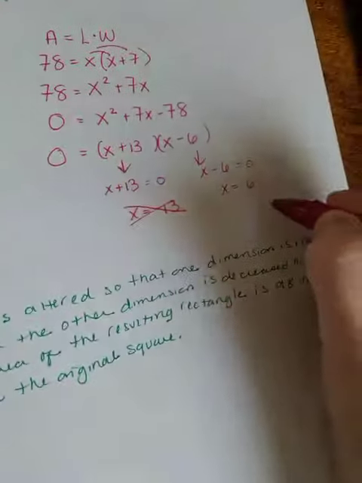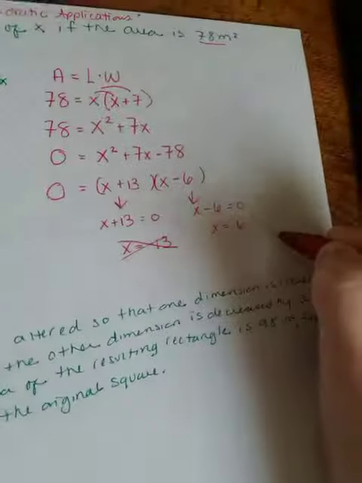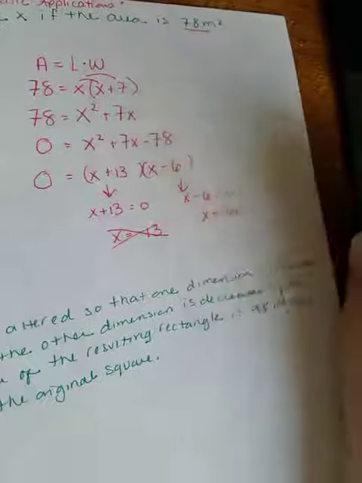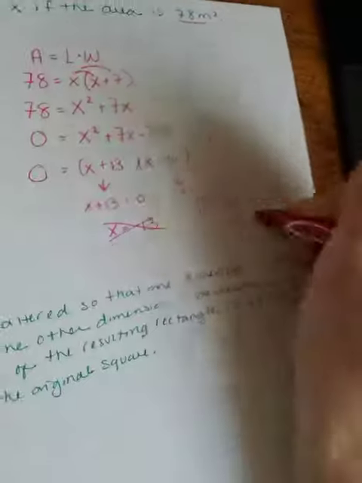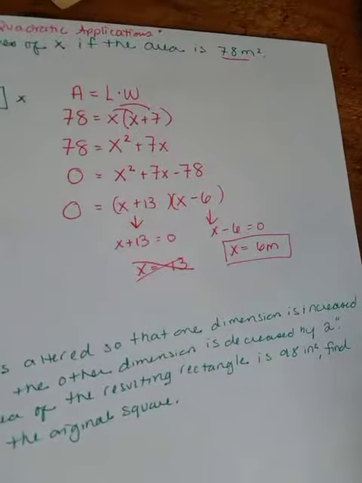So it asked for the value of x. So the value of x is just 6 and the unit was meters. If you wanted to tell me what the other dimension was, you could, but it didn't ask for that. So our answer to that one is just 6 meters.